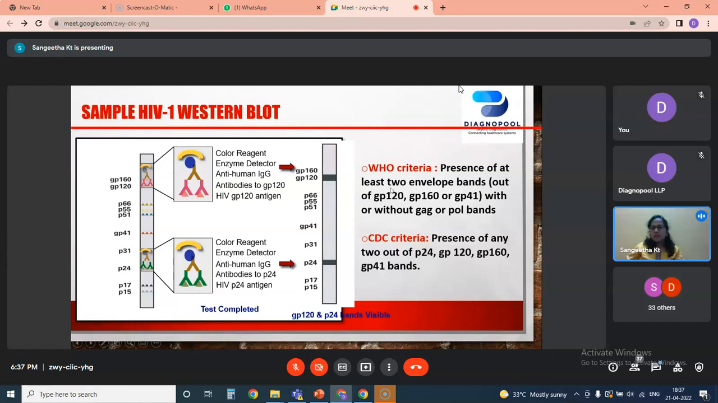Okay. So the presence of at least two envelope bands with or without gap or pole bands. These are the pole and these are the gap proteins. So with or without gap or pole bands is taken as positive, whereas the CDC criteria says the presence of any two out of P24, GP120, GP160, GP41 bands is taken as positive. So most commonly we use the WHO criteria for diagnosing a positive Western blot test.